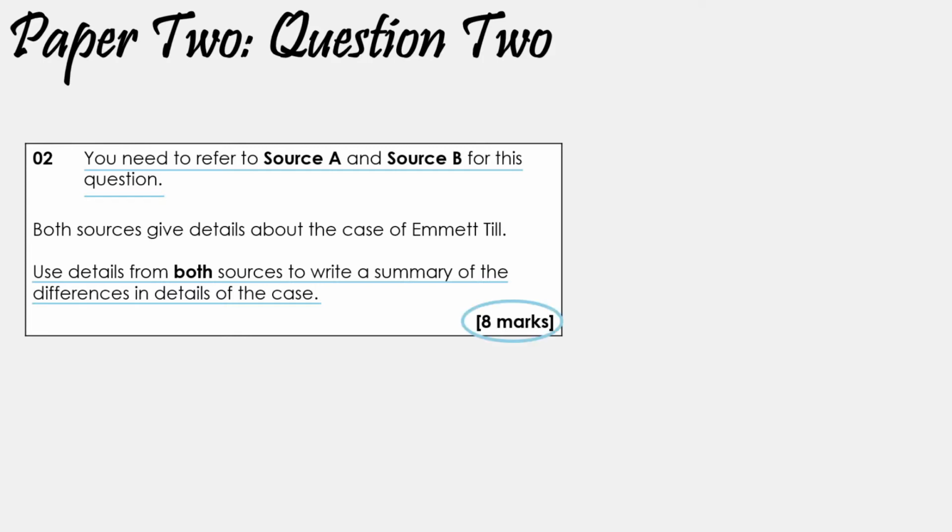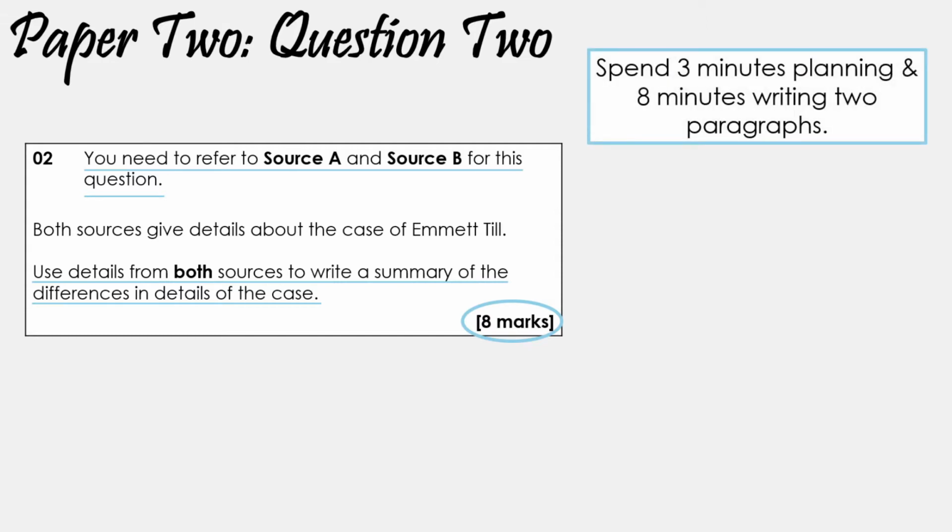It's worth 8 marks, which is 10% of the whole exam paper. I'd recommend that for this you spend 3 minutes preparing and planning the answer, and then 8 minutes writing the response. And you should be aiming to write 2 paragraphs in that time. Now the whole point of this question is to see if you can think about both texts at the same time. Can you cut out all the information that's irrelevant to the question and synthesize the details that you need to create a short and succinct summary, even when that means using inference skills too?